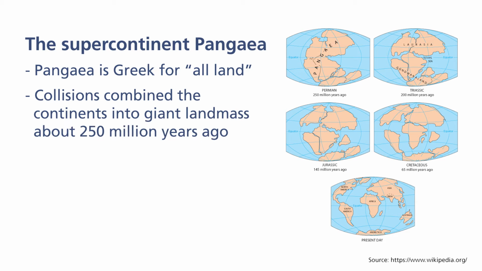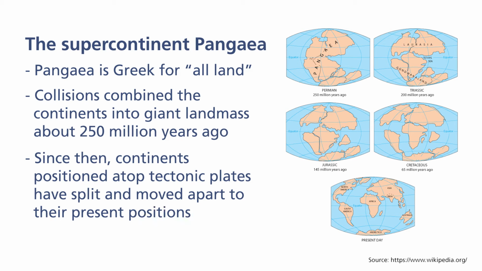Collisions would have combined these continents together into one giant landmass approximately 250 million years ago, and then it slowly began to drift apart. Continents positioned on top of tectonic plates split and moved into present positions today. Notice that at approximately 150 million years ago, as shown in the figure on the right-hand side, you see the southern continent of Gondwanaland.